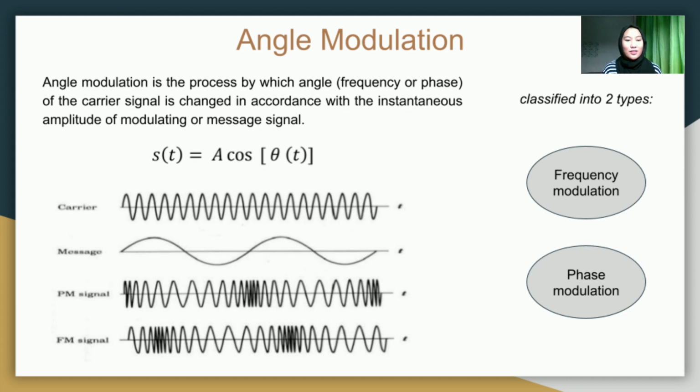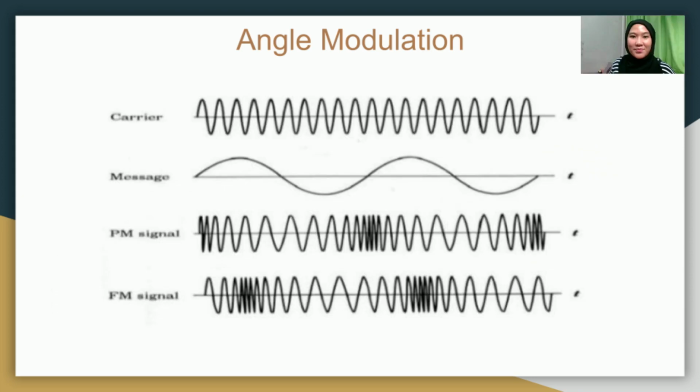The angle modulated wave can be expressed as s(t) = A cos θ(t), where A equals the amplitude and θ(t) equals the angle of the modulated carrier signal. So how are FM and PM waves produced? First, we need a carrier signal, which is a high frequency signal, and a modulating signal, which is a low frequency signal.